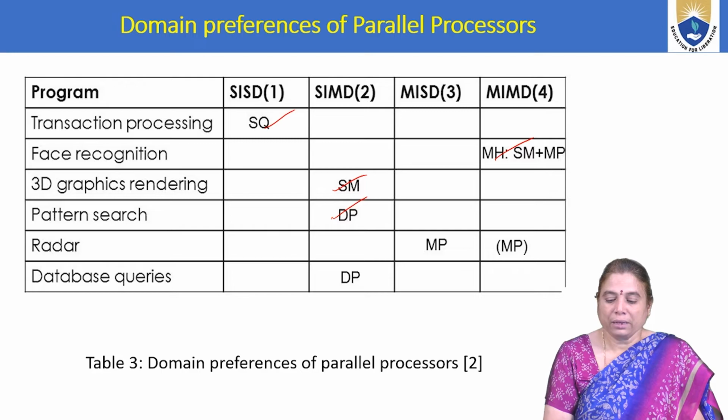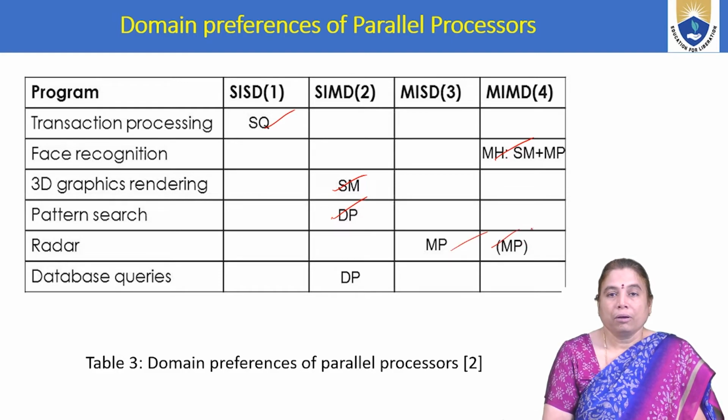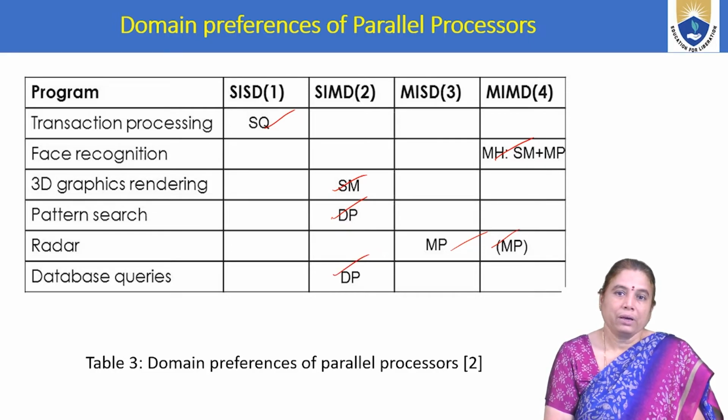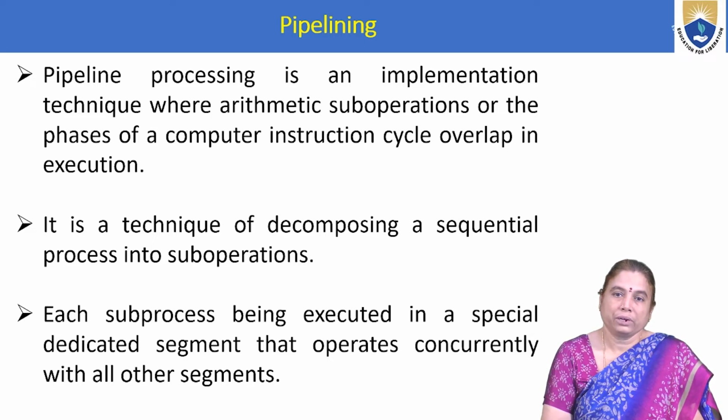Next, for radar applications, MISD as well as MIMD architectures can be preferred, which can support the message passing techniques. For database queries and data processing, data parallelism can be achieved with the help of SIMD architecture. So depending upon the application domain, the architectures can be preferred. Parallelism or concurrent execution of instructions can be achieved with one special technique called pipelining.